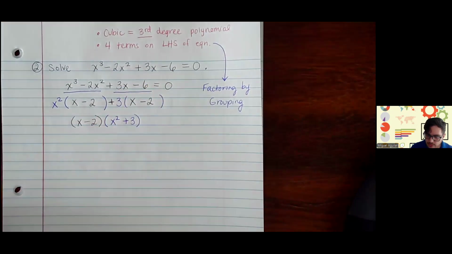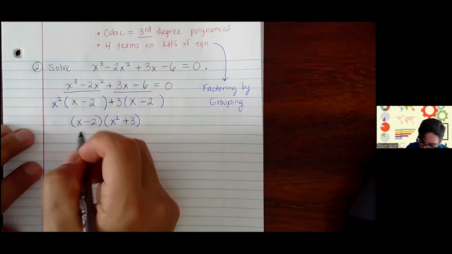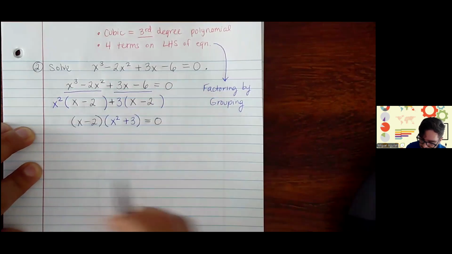Okay. So this is very similar to when we were solving other quadratic equations that had 4 terms. Remember that 4 terms should sort of signal to you that you're going to do factoring by grouping. Okay. And these two factors are equal to 0 because we are solving an equation after all.